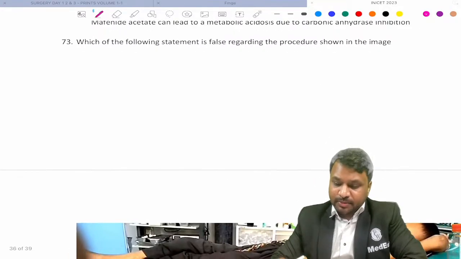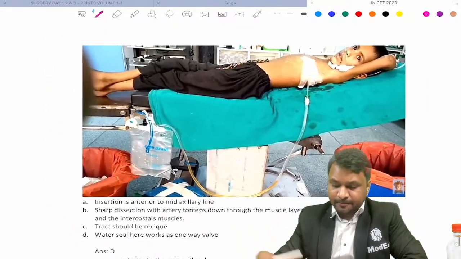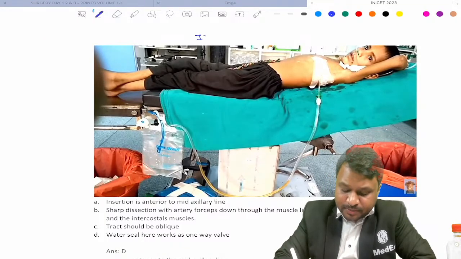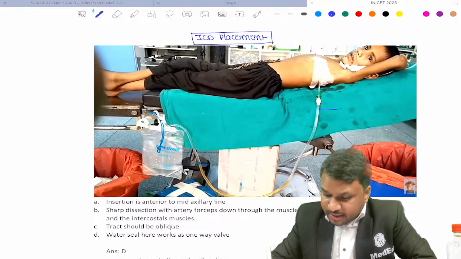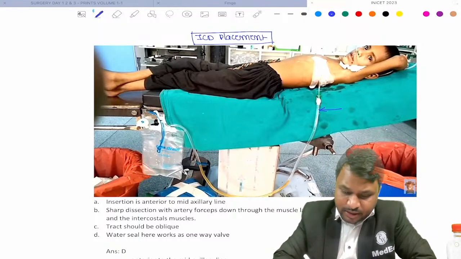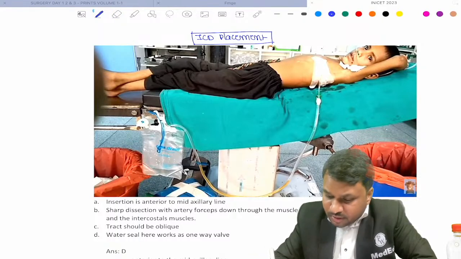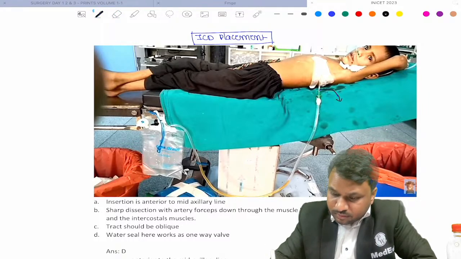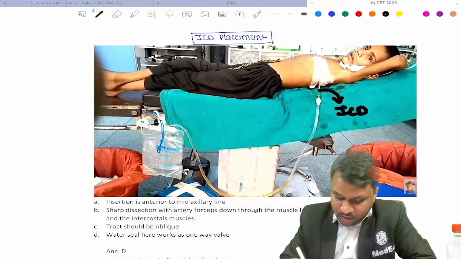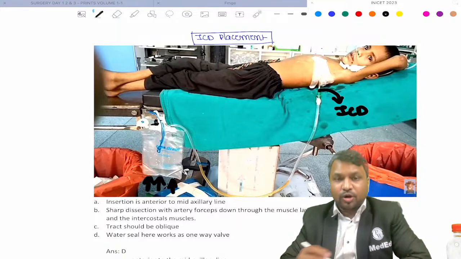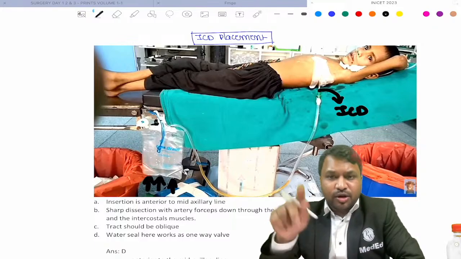Question number 73, which of the following statement regarding the procedure shown in the image is false, right? Now, what is this? This is your ICD placement. So you can see this is the ICD tube. In fact, this is the drain tube actually. Now you can see this is the drain bag and there's a water column in it. The water column is maintained so that the air does not reflux back in.